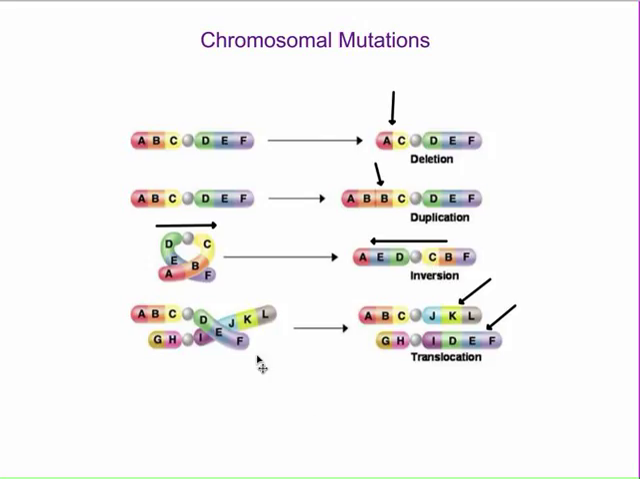And finally, there is a translocation mutation where a piece of a chromosome comes off and attaches itself to a different chromosome. And again, this does not cause a lot of harm to the organism and may never even be noticed until the organism tries to reproduce.